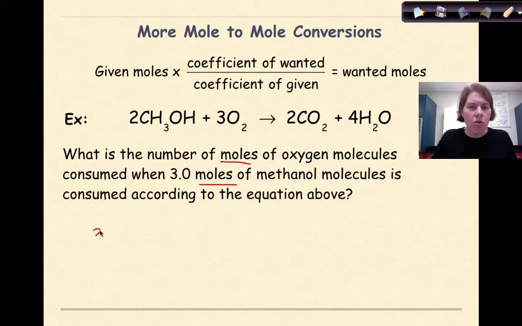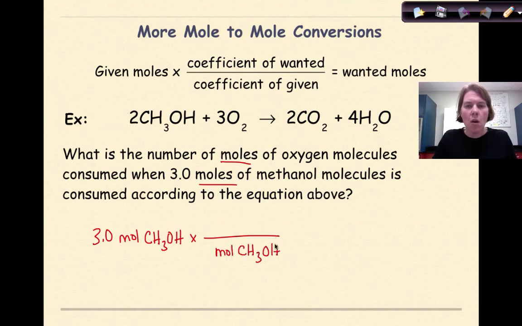Let's find our given. 3.0 moles of methanol, and here's methanol right here with a coefficient of 2. So CH3OH, multiplication sign and a line. I'm going to put moles of methanol on the bottom. What am I looking for? What is the number of moles of oxygen? So I want moles of O2 up on the top, and then I look for my coefficients.